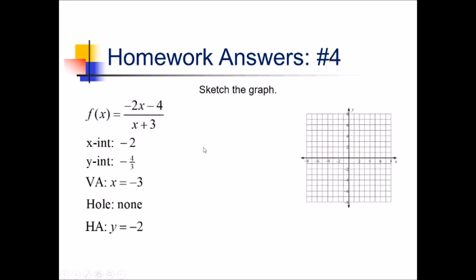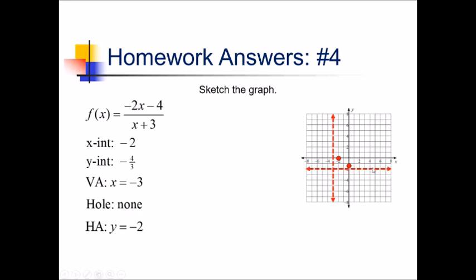For this problem, I'm going to use the key features they gave me for this rational function to sketch this graph. Let's start with the x-intercept of -2. So that's going to be right there. And we also have a y-intercept of -4/3, so that's right here. Next, a vertical asymptote of x equals -3, so a vertical line going through -3. And then no hole to worry about. We do have a horizontal asymptote at y equals -2 down here.